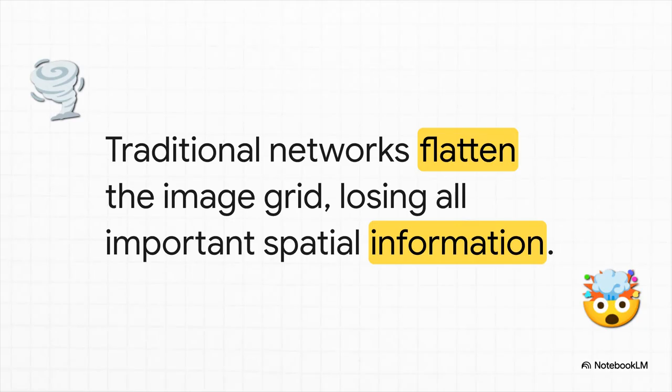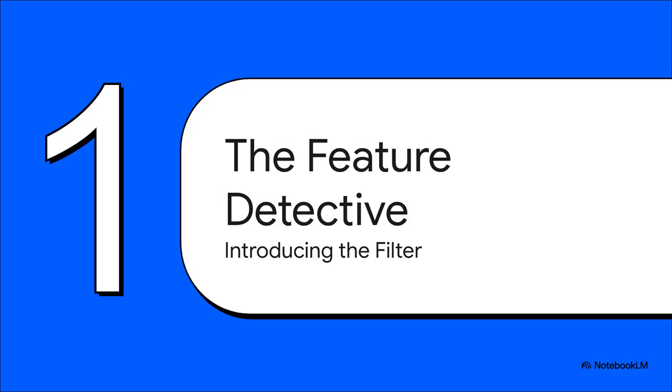Okay, so you might be thinking, why not just feed all those numbers into a standard AI? Well, the problem is a traditional network would take that grid and just flatten it. It turns it into one long, single-file line of numbers. And in that process, all the spatial information, which pixels are next to which, is completely lost. It's like trying to solve a jigsaw puzzle after you've tossed all the pieces in a blender. It just doesn't work. So to solve this puzzle, we need a specialized tool. And that's where the convolutional neural network comes into play.